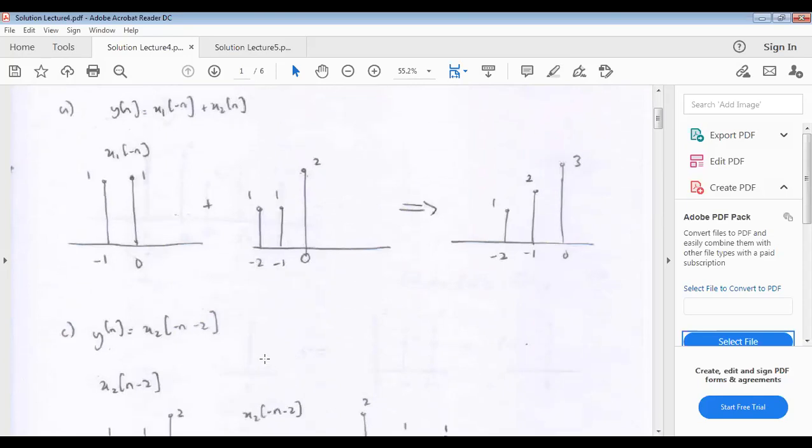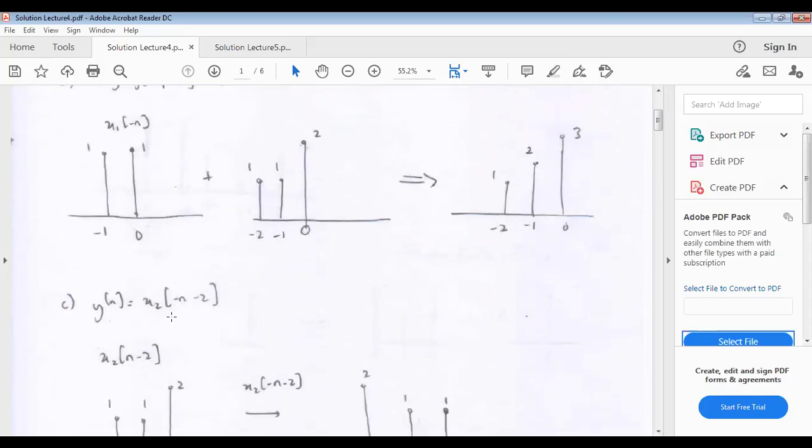y[n] is x2[-n - 2]. So this is a case whereby x2[n] experiences two operations, time shifting and also time reversal. Same case as what we have learned in continuous time. You have to ensure that if we have two or three operations involving shifting and scaling or reversal, remember that you always need to start with shifting first.